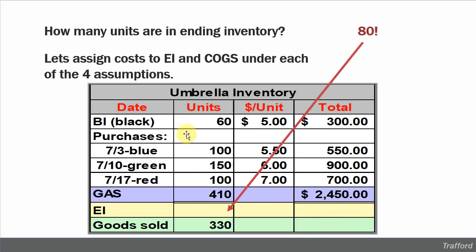Well, let's start just by doing a physical reconciliation here of units. So if Noah had 410 umbrellas available for sale and he sold 330, how many umbrellas were left in ending inventory? Well, of course, it would have to be 80 because 330 plus 80 would equal 410. In a similar fashion, we'll now go in and assign this 2,450 cost to ending inventory and cost of goods sold.